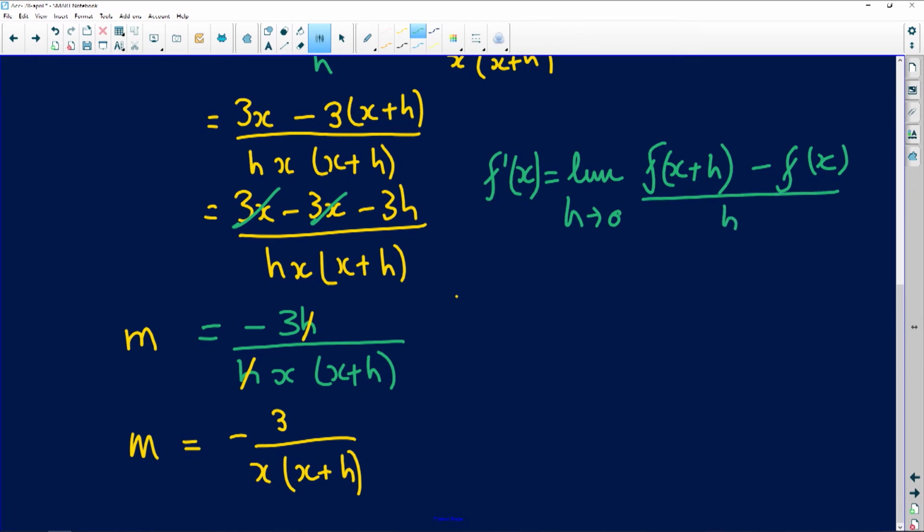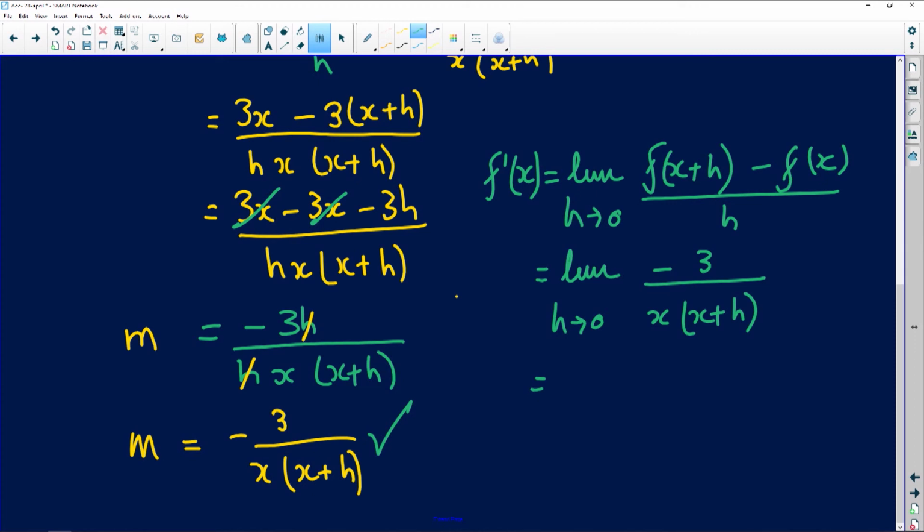Somewhere in your question you've got to indicate that you're doing this. Okay, so we've already got this component. This is what it is. So we keep the limit. We haven't taken the limit yet. And we replace this gradient with minus 3 over x times x plus h. And now we're ready to take the limit.